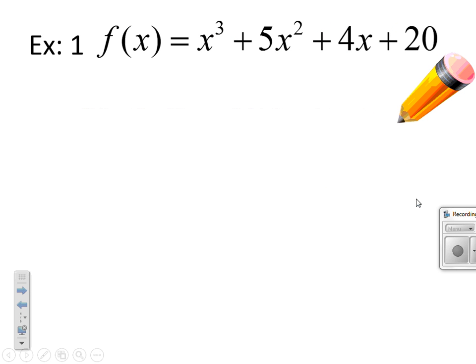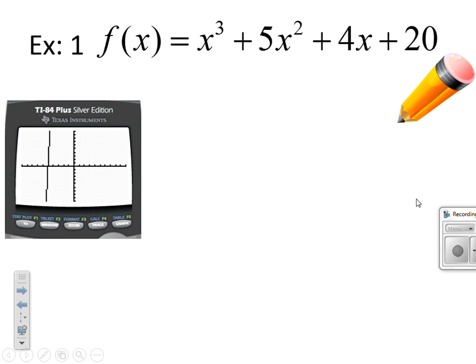All right, so let's go ahead and do this problem. F of x equals x cubed plus 5x squared plus 4x plus 20. Now, if I was going to do this problem and I didn't know where to start, I could do P's over Q's. But remember, I showed you that shortcut where we can even get a hint from the calculator. Okay, so here's the calculator. Here's what the graph looks like.